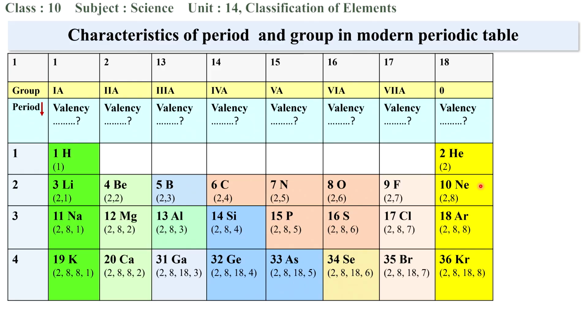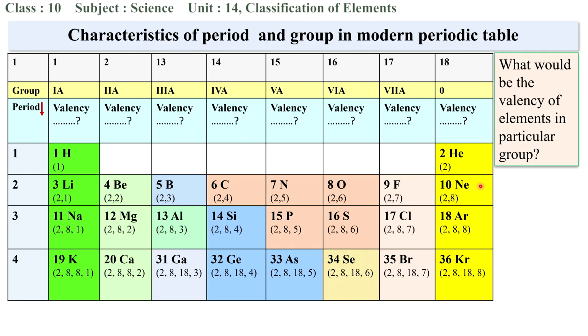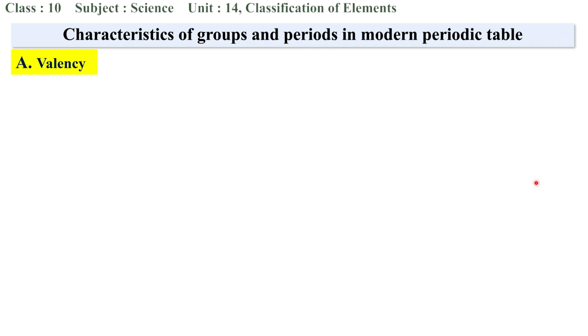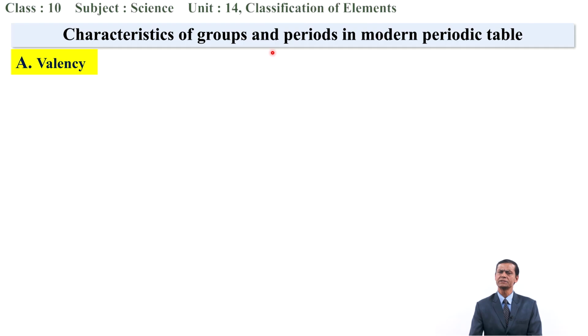Okay, then, yes, what would be the valency of the element in the particular group? Yes, we are going on thinking, and let's see valency. What is the valency? Valency is a characteristic of the periodic table, isn't it? Characteristics of group and period in the modern periodic table. Yes, we are discussing the main thing, that is characteristics of group and characteristics of periods in the modern periodic table. That is the main focus of today's lesson.